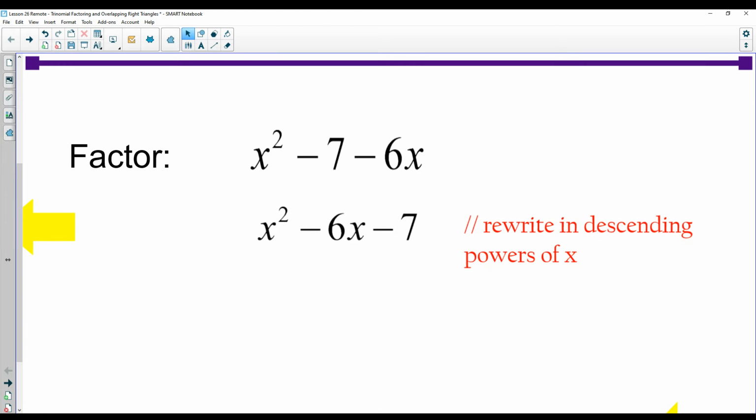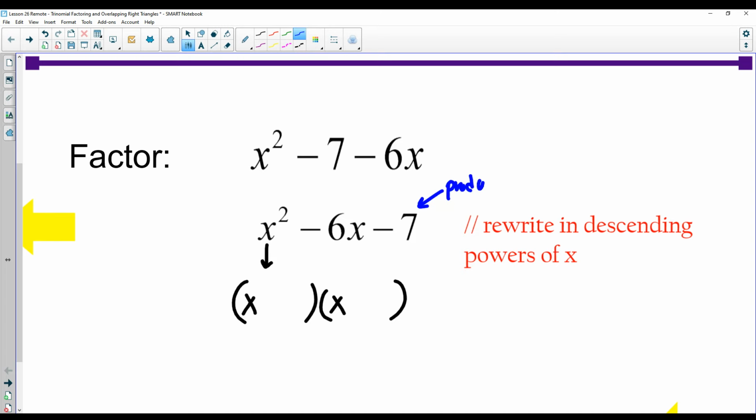To factor a quadratic, we're going to have the form parentheses times parentheses. How we get the first term is the product of the first term in each group of parentheses. The only way to get x squared is x times x. So that we know. Let's analyze the rest of this. We need a product of negative 7 and a sum of negative 6.